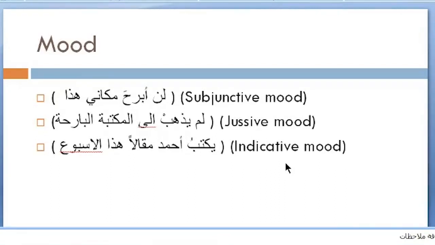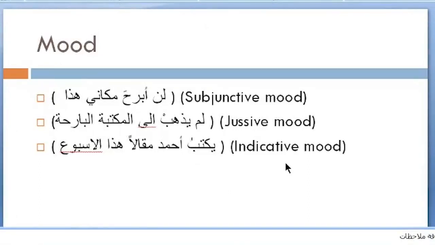Why? Because it is in the jussive mood. Why does it become jussive? Because it is preceded by the particle لم. And in this example, the negation is not temporary, it is permanent. نفي قطعي, نفي دائم. In order to reflect this into English, we say he didn't go. He didn't go to the library yesterday.